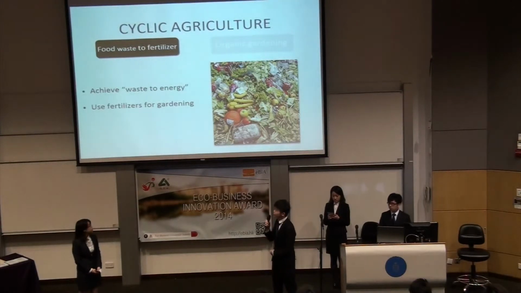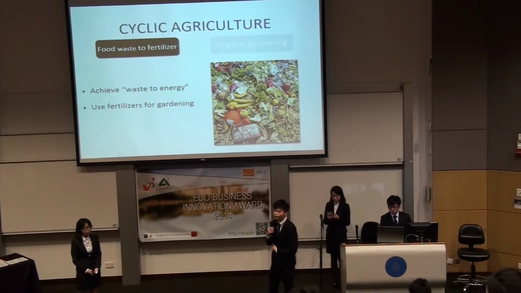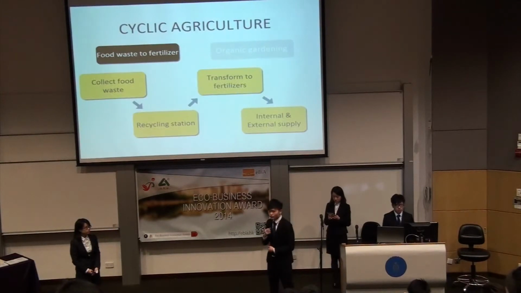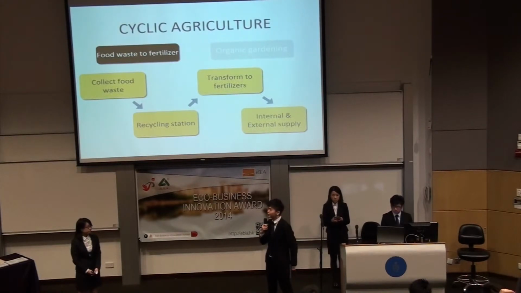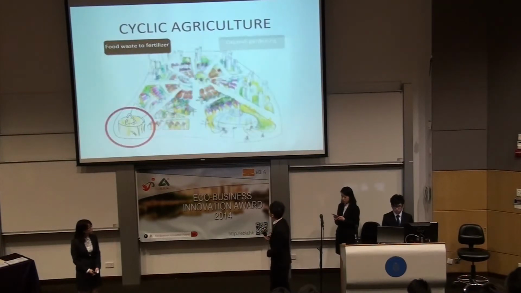For the first part, food waste to fertilizer, we have an ultimate aim of achieving waste to energy. We reduce the amount of food waste and convert the remaining usable energy into useful fertilizer for farming. To do that, we first collect food waste systematically from the household units, and it is transferred to the recycling station and then transformed into fertilizer. And lastly, we will provide it internally to our organic gardening and externally sell it to other local farms.